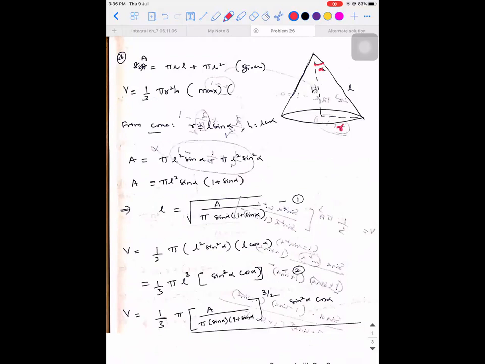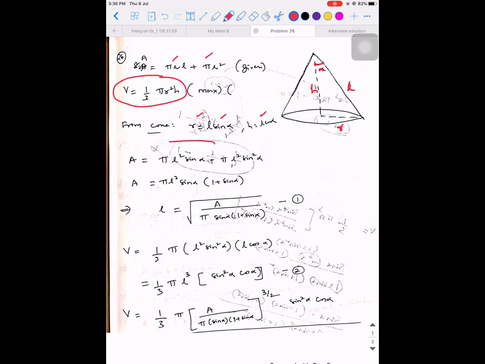I took the radius to be r, the height to be h, and the slant height to be l. So the given surface area is pi r l plus pi r square. All these things we did on the other day also; I'm just revising it again. The volume of the cone is 1 by 3 pi r square h, right? Looking at the diagram, we get r by l is equal to sine alpha, so r is equal to l sine alpha. h by l is equal to cos alpha, so h is equal to l cos alpha.